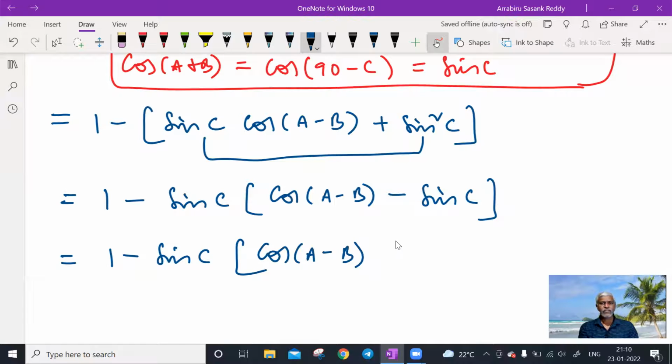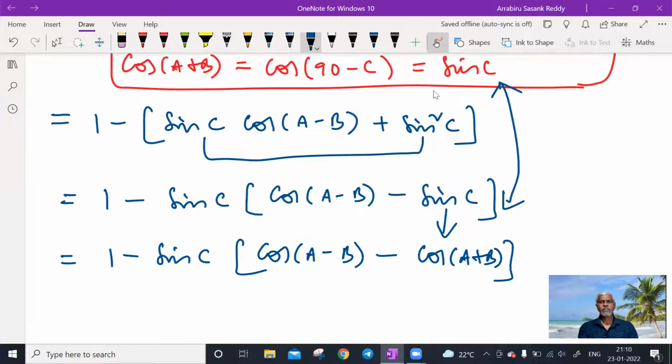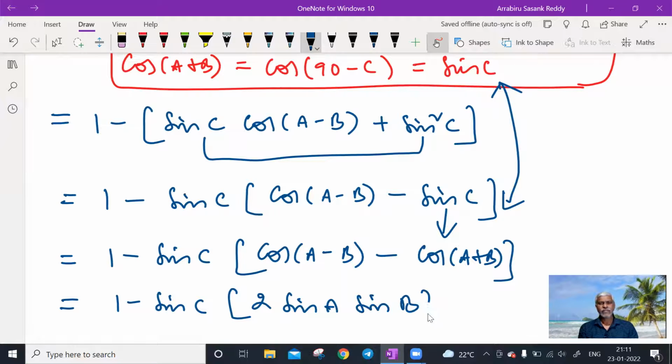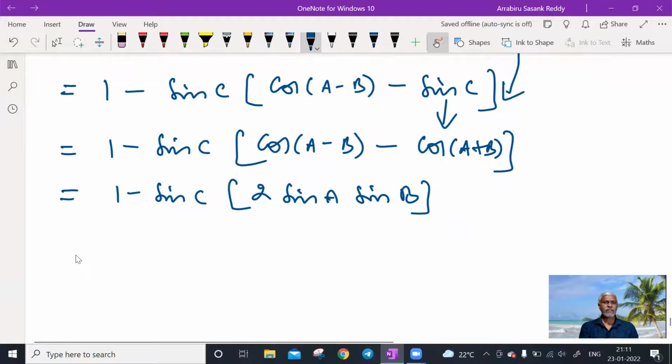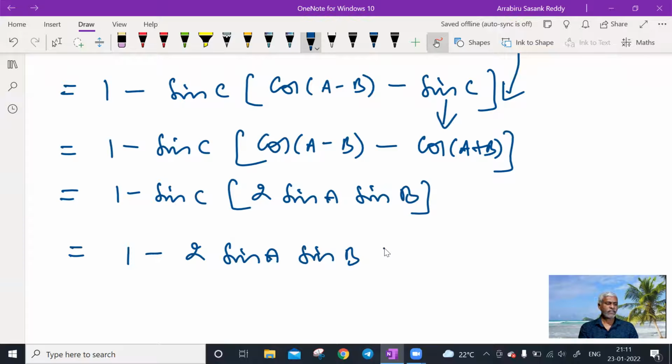Again, this sin C becomes cos (A+B). Here again we are using the same formula in reverse: cos (A+B) was written as sin C, now sin C is written as cos (A+B). So that is equal to 1 minus sin C times [cos (A−B) minus cos (A+B)]. The difference gives 2 sin A sin B; if plus, it is 2 cos A cos B, and if minus, it is 2 sin A sin B. So this is equal to 1 minus 2 sin A sin B sin C. So this is the required answer. Hence it is proved.